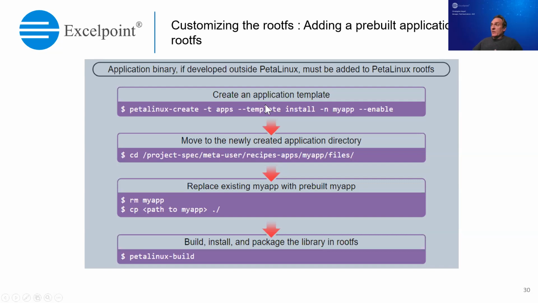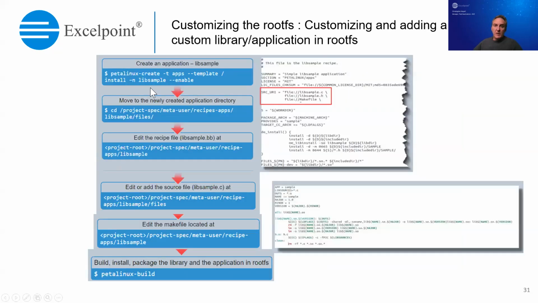So these are pre-built libraries and applications, but you can also add a custom library and application. Steps 1 and 2 are the same as before in terms of creating an application. Here it's called libsample, using the Petalinux create command. Then you change into that directory. Step 3 is to edit the recipe file, the libsample.bb, in the directory shown here, to reflect the changes as shown in the figure.